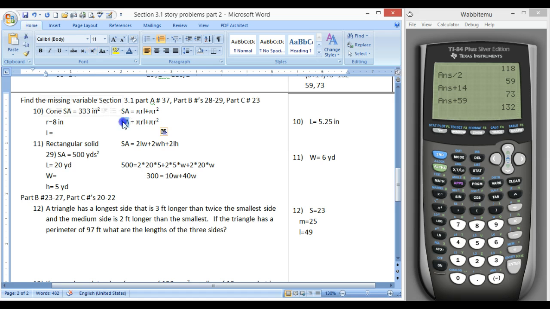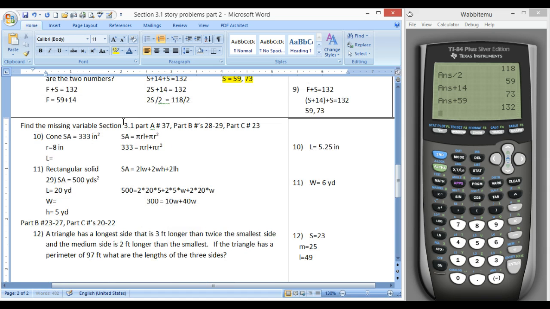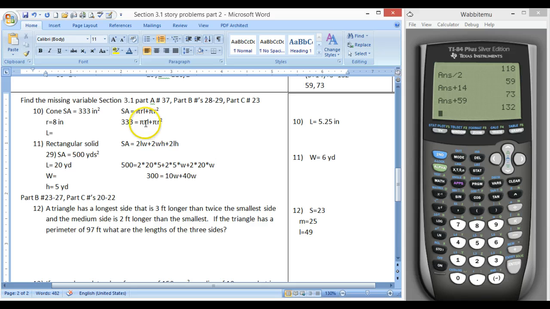I know the surface area they gave us is 333. I was also given the radius. The radius is 8. And we want to find the missing variable, which in this case is L. So L is attached to this 8 and this pi, so I'm not going to worry about that yet. I'm going to work with this side, which doesn't have it. So I need to do pi times 8 squared.